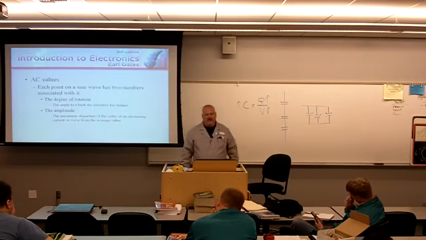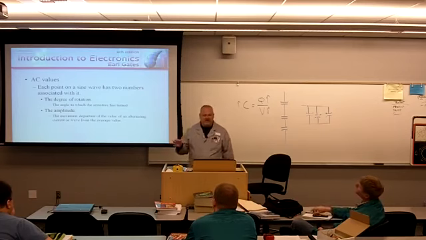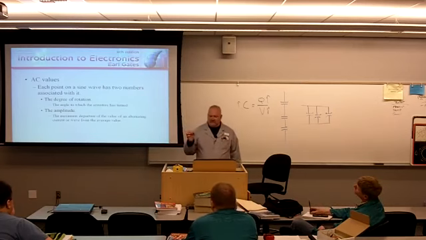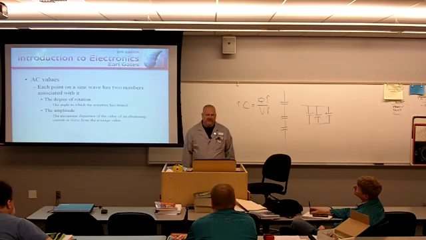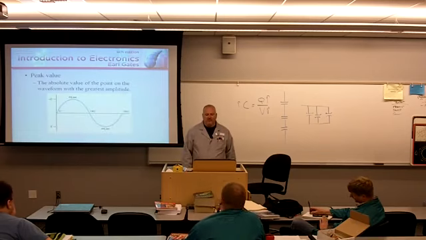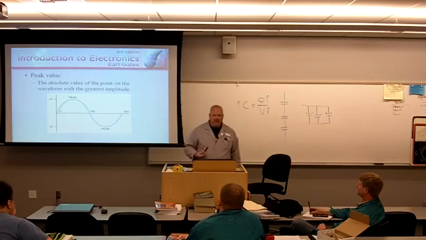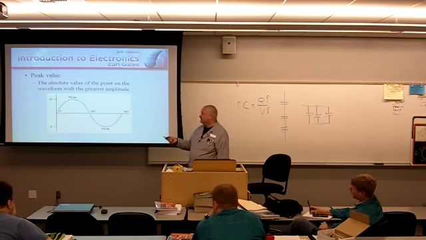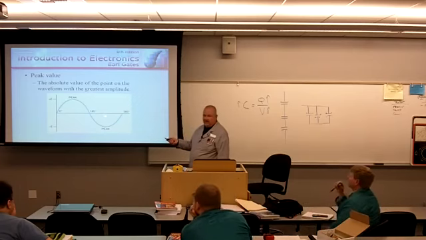AC values: each point on a sine wave has two numbers associated with it. The degree of rotation, this is the angle to which the armature has turned, and the amplitude, the maximum departure of the value of an alternating current or wave from the average value. Peak value is the absolute value of the point on the waveform with the greatest amplitude. So what we're looking at right here, this is the positive peak, this is the negative peak.